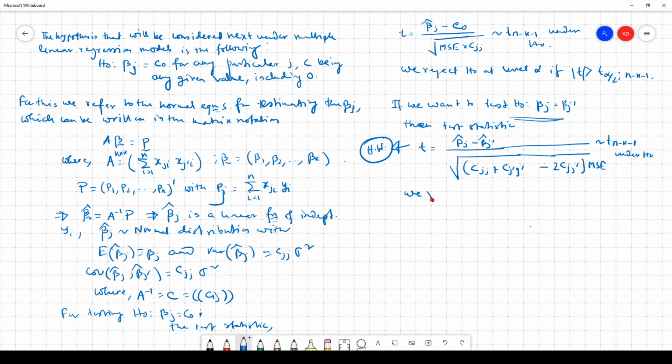We reject H naught at level alpha if mod T is greater than T alpha by 2, n minus k minus 1. This is for two tail test. For one tail test, if you consider right tail test, that is beta j greater than beta j dash, this should be T greater than T alpha, n minus k minus 1. For left tail test, that is beta j less than beta j dash, then T less than minus T alpha, n minus k minus 1.